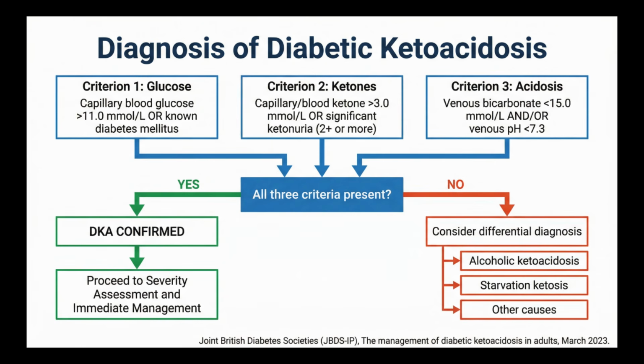Now bring the three criteria together. If all are present, DKA is confirmed, and you must move immediately to severity assessment and emergency management. If the triad is not complete, think of alternative diagnoses such as alcoholic ketoacidosis, starvation ketosis, or other causes of metabolic acidosis. MRCP exam key point. No acidosis means no DKA.